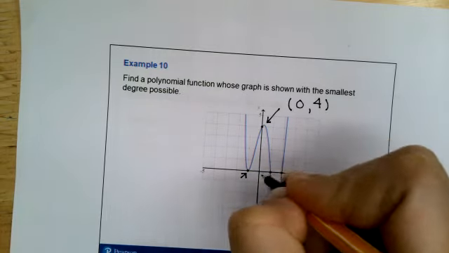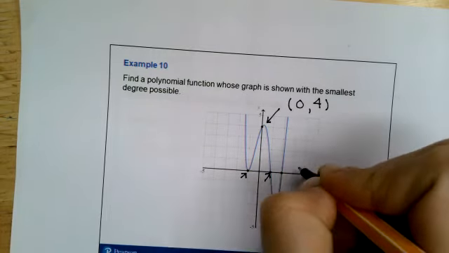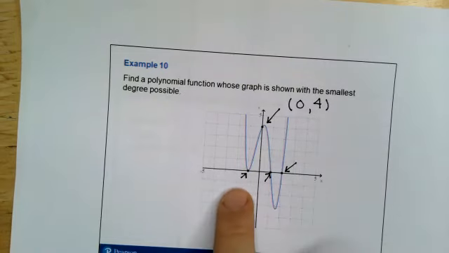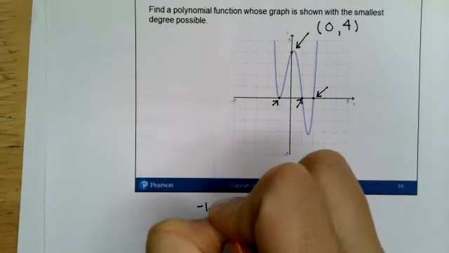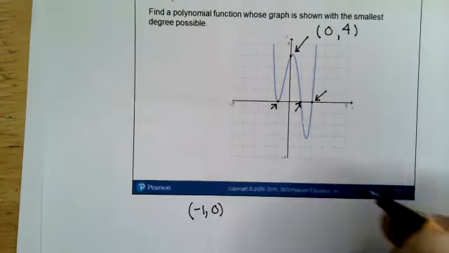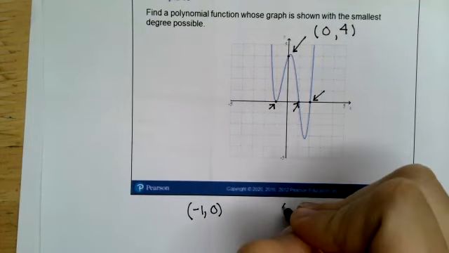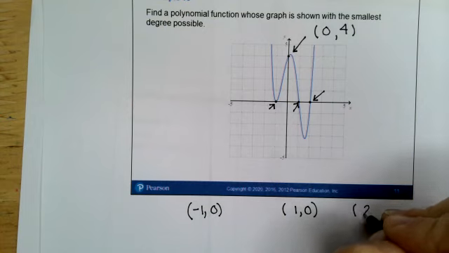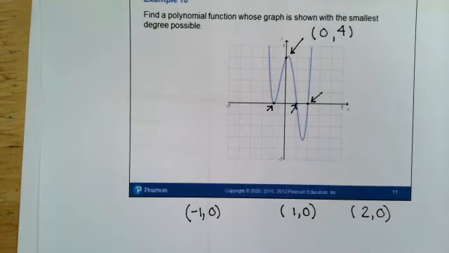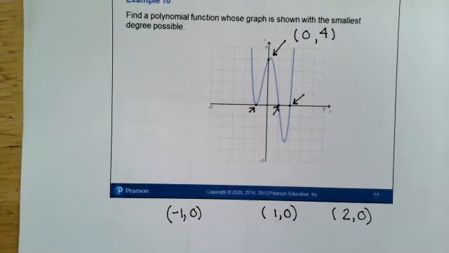Okay, let's look at our x-intercepts, right? We have one here, we have one here, and we have one here. That x-intercept is going to be at (-1, 0), right? That x-intercept is going to be at (1, 0). And I think that other one's just at (2, 0), right? Let's talk about what the graph is doing there, right?